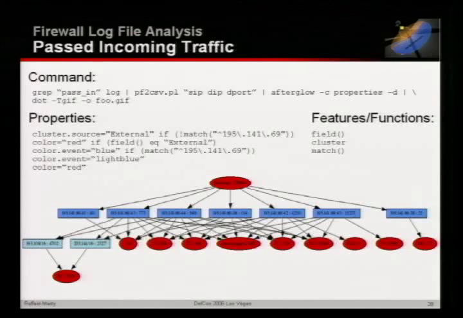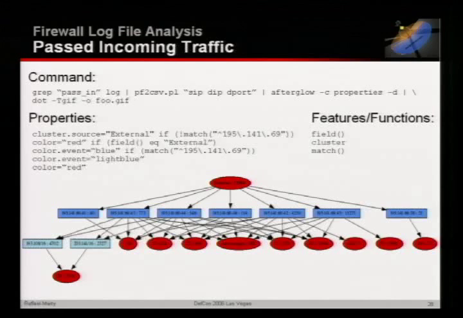So the first thing we want to do is the clustering. What I do is say cluster.source, so all my source addresses, because I'm assuming the sources are in the internet. That's what I'm looking for, everything that comes into my network. So the source is external. That's the cluster name that I want to give it, if it doesn't match my internal IP range. And match is a function that Afterglow provides you.